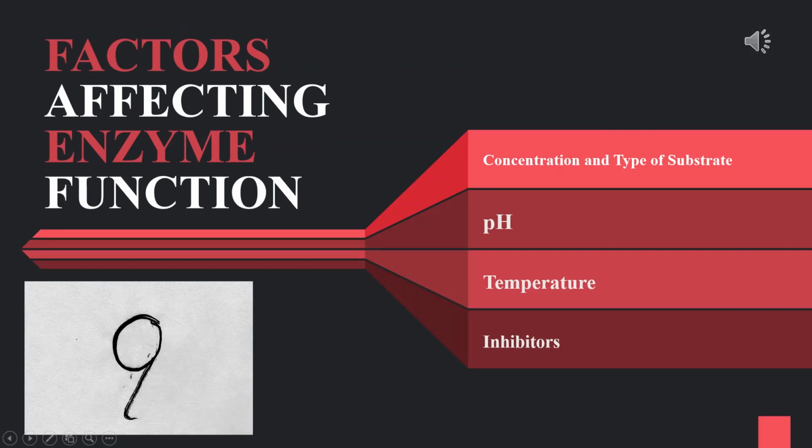So now we have finished talking about types of enzymes and how they interact with substrate, either by the key and fit model or the induced fit model. Let's start now talking about factors affecting enzyme function, like concentration of the substrate, pH, temperature, and inhibitors.